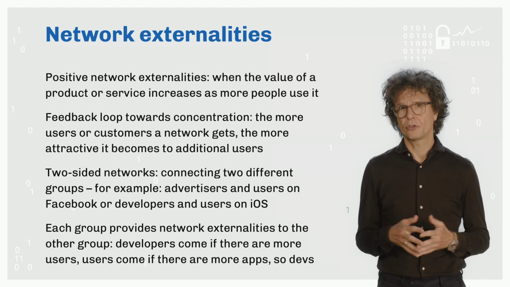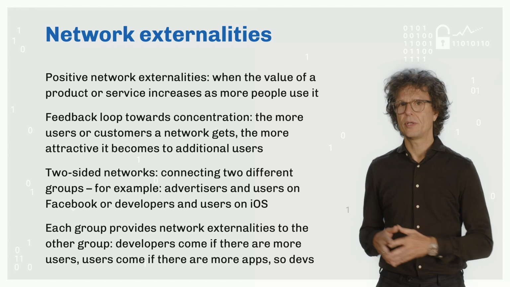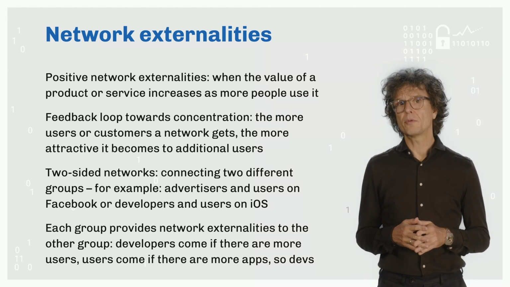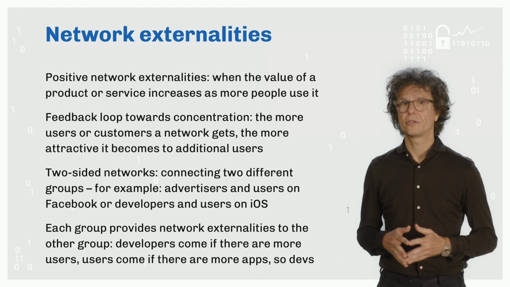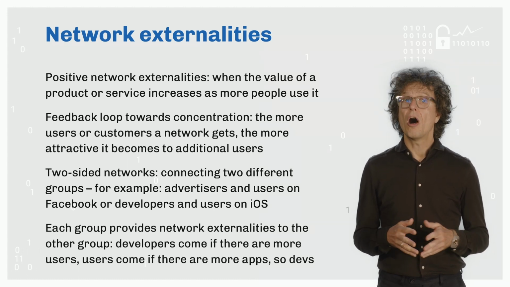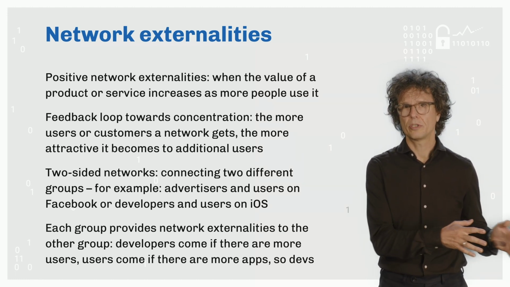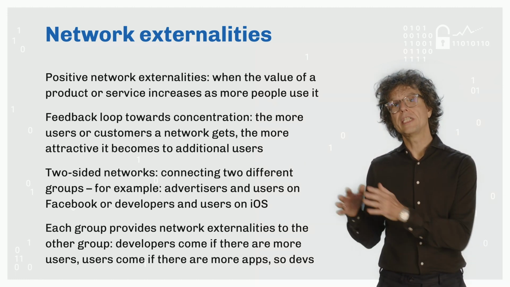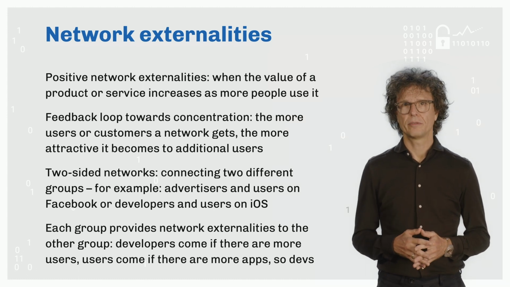Other examples are e-commerce marketplaces like eBay and Amazon, bringing sellers and buyers together. And software platforms like Windows and iOS, bringing app developers and users together. The pricing strategies of these platforms often involve subsidizing one side, like the users on Facebook or the buyers on Amazon, while charging the other side, like advertisers on Facebook or sellers on Amazon.